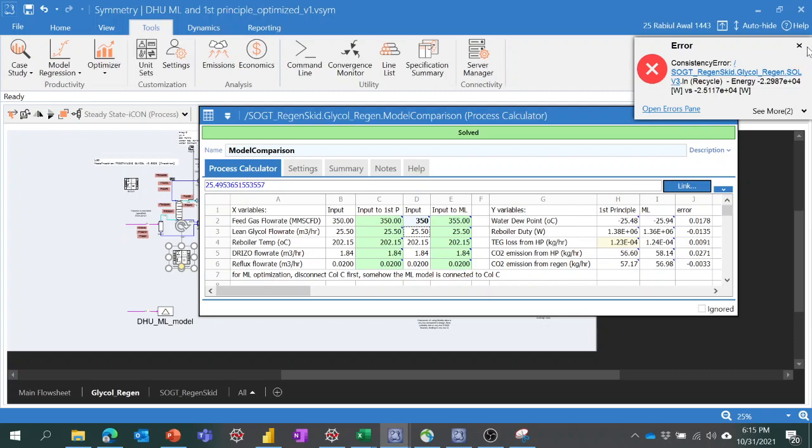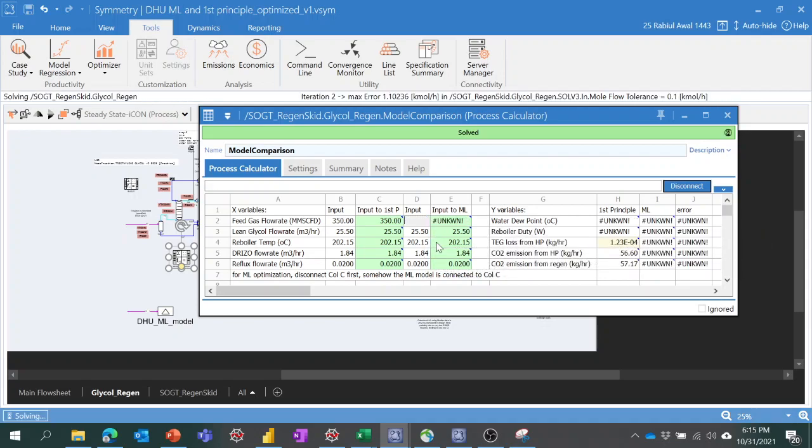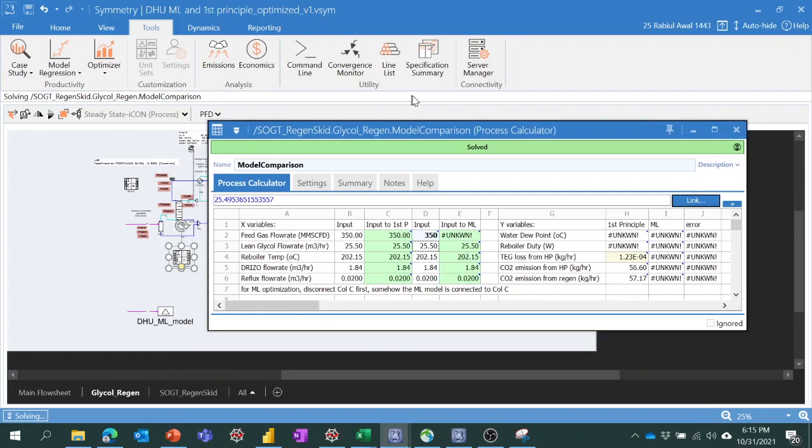Okay, so here we have 350. If I change it to 350, it recalculates all of these units in the first principle model again. So I think you get the point.